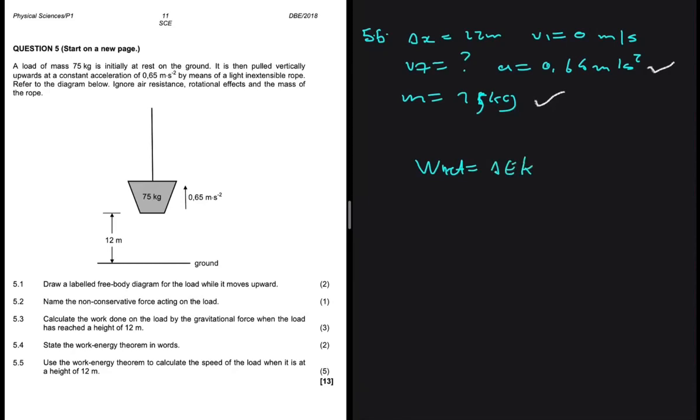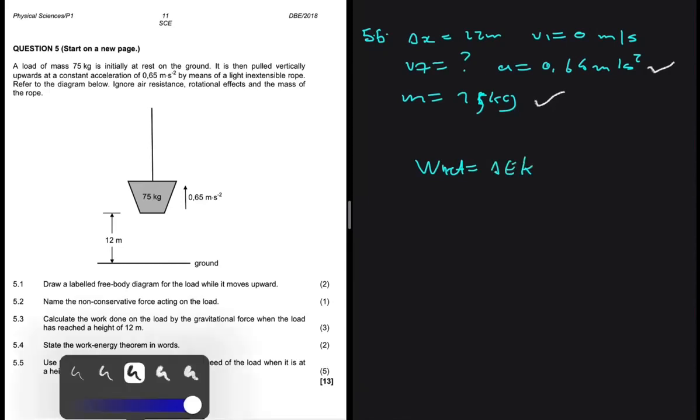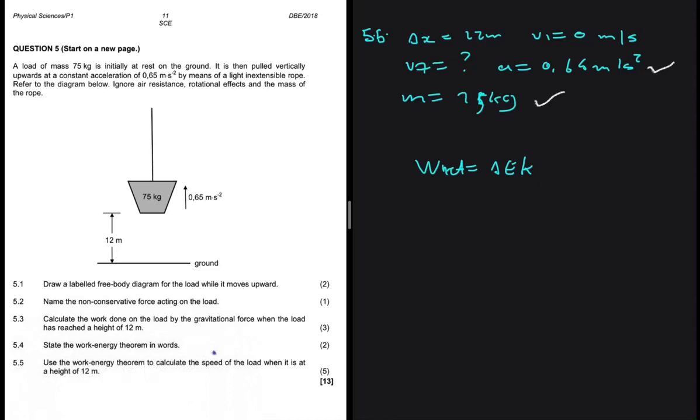Now I want to point out something interesting to you. At 5.4, the question is saying let's state the work energy theorem in words. And then in 5.5, we're using the work energy theorem. So always be aware of these things: if a question asks you to define something, you're probably going to use that law to answer the questions that probably follow. Right, let's carry on with the question.